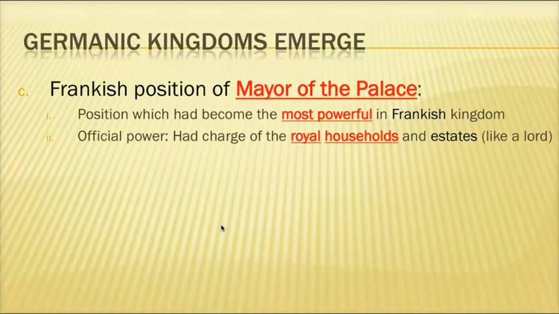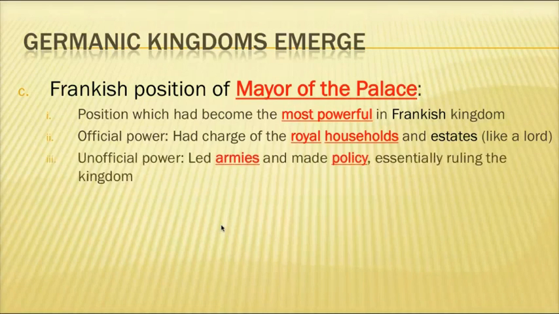So the official power of the mayor of the palace was that you had charge of the royal households and estates, kind of like a lord. You had land. That's typically when you hear the word lord in a non-religious context, that means you own land. And so you controlled royal households, you kind of ran things for the king. So you had a lot of official power in that regard.